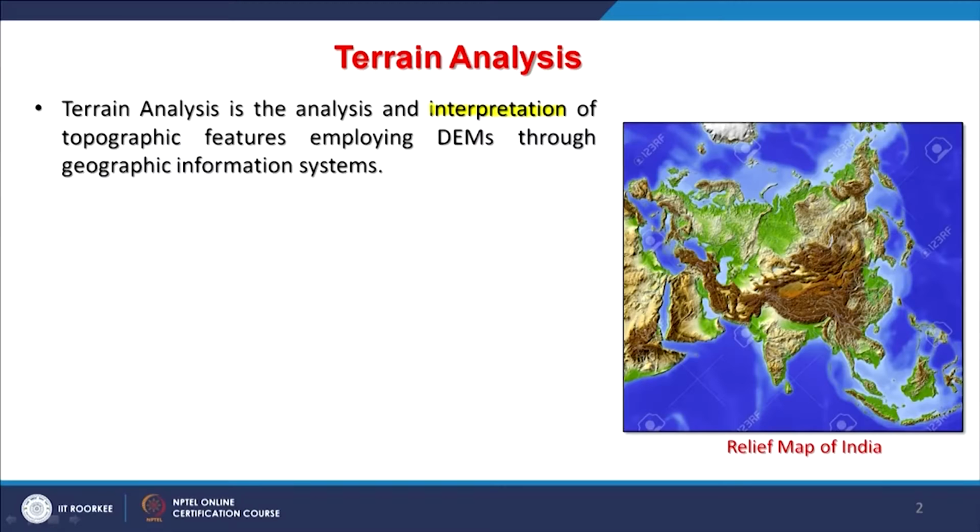As you know, terrain analysis basically includes analysis and interpretation of topographic features. Here I would like to spend some time on interpretation, and why it is very much required. Earlier, when we did not have much digital data, people used to have prints of, for example, aerial photographs or satellite images or even topographic maps. People used to study these things. That means people used to interpret these things.